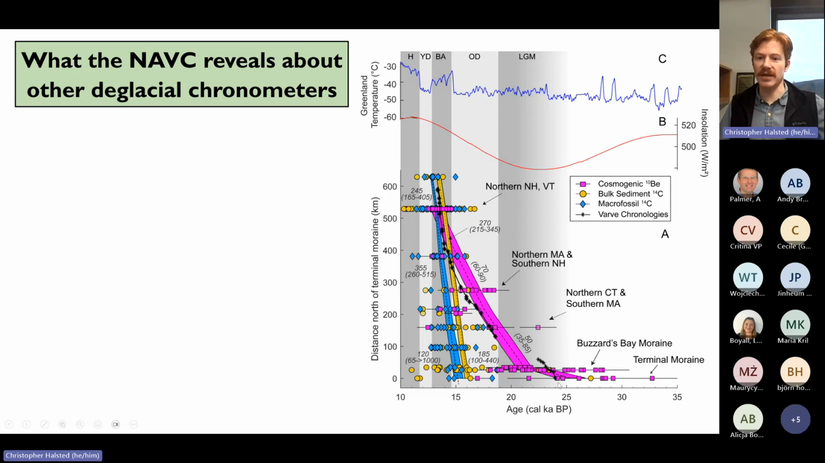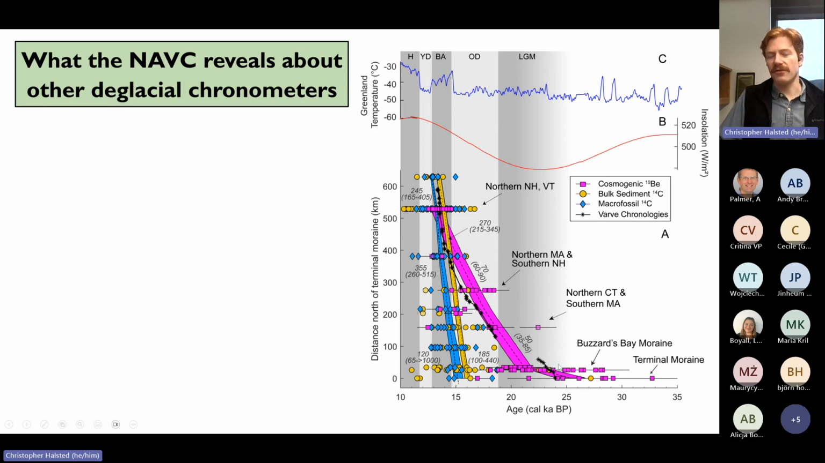Then we compare them against the Varve chronologies. These are these black little spidery things. We see what patterns look the most similar, and if we can figure out why we have such a big disagreement in ages down south. So first of all, you can see again this massive disagreement between ages of cosmogenic and radiocarbon suggesting deglaciation.